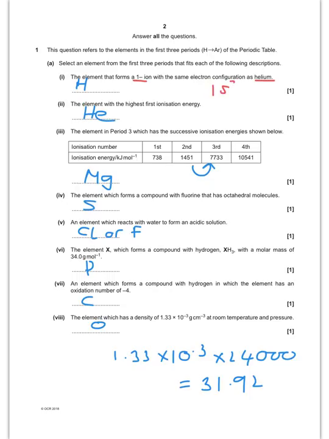So helium is 1s2, so we're looking for an element that has the electronic configuration of 1s1, because it needs to gain an electron to get to 1s2. So that must be hydrogen.